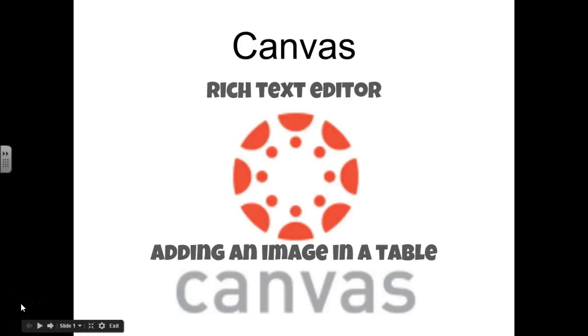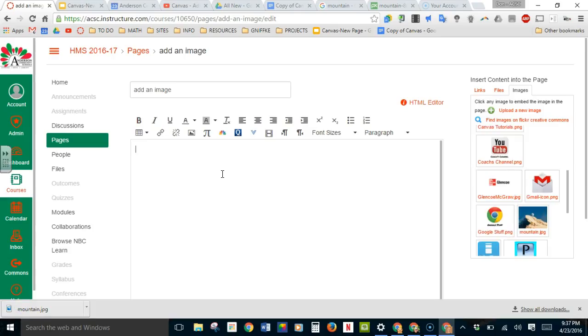Now what I'm going to do is look at adding an image in a table using the rich text editor. Adding an image in a table is beneficial because it gives you some more control over what the page will look like even under different circumstances or across different devices. So here we are back at the rich text editor.